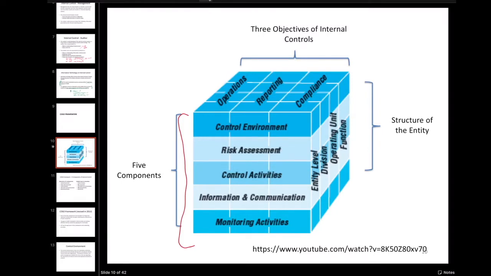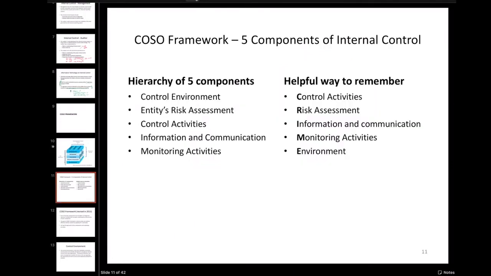It illustrates it this way with the 3 objectives up top here, the structure of the organization over here, and then the 5 components down here. The 5 components are control environment, the risk assessment process, the actual control activities, info and communication, and monitoring activities. A helpful way to remember it is if you shuffle them and reorganize them, you can get them to spell out CRIME, which is what we're trying to prevent with a good internal control system.